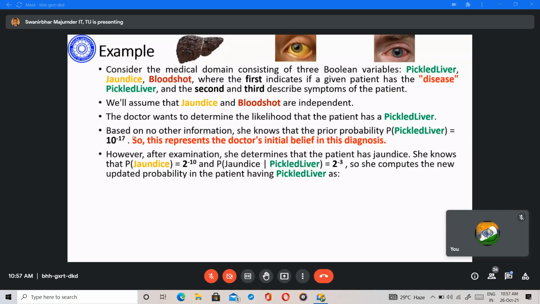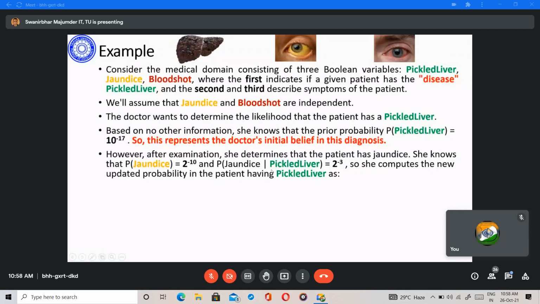Going ahead, on examining, say we find that this person has jaundice. The probability of any person having jaundice is 2 to the power 10. That is very common. Anybody can have jaundice. Even newborn babies have jaundice. Clear up to this? But the conditional probability of jaundice given pickle liver is 2 to the power minus 3. Pickle liver means you are bound to have jaundice. It is very highly probable, unless you are having non-alcoholic fatty liver or non-alcoholic jaundice kind of thing. Unless you have that, you are bound to have this.